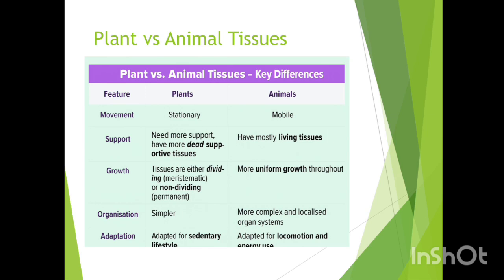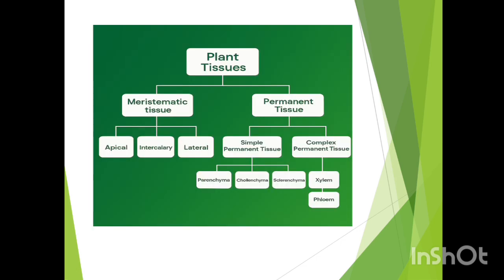So when we talk about growth, plant cells are either dividing, which are called meristematic, or non-dividing, which are called permanent tissues. But in case of animals, the case is a bit different. They have more uniform growth throughout.